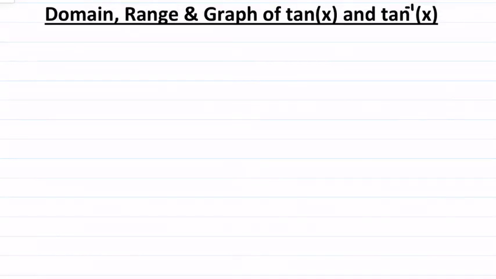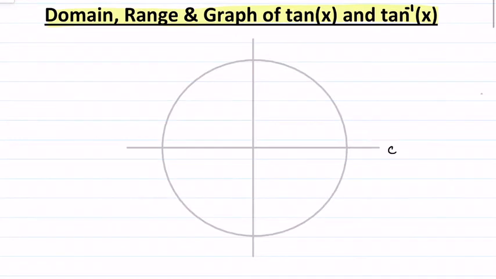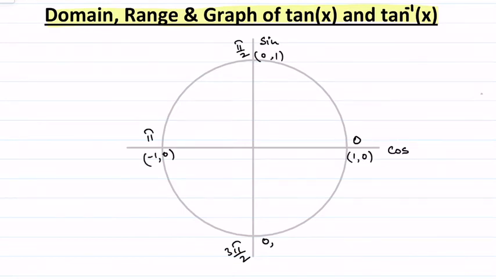Hello guys, today we will be focusing on domain, range and graph of tan x and tan inverse x, and for that let's have a unit circle whose coordinates at 0, pi by 2, pi and 3 pi by 2 are (1, 0), (0, 1), (-1, 0) and (0, -1) respectively. And we also know that tan x is equal to sin x over cos x.